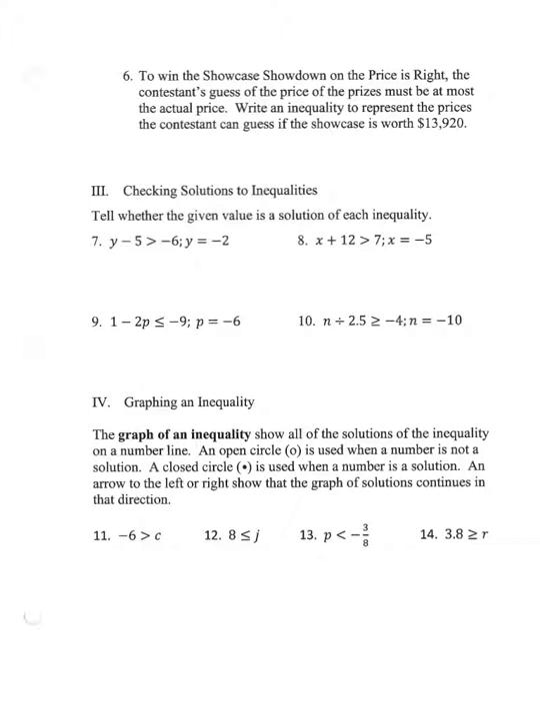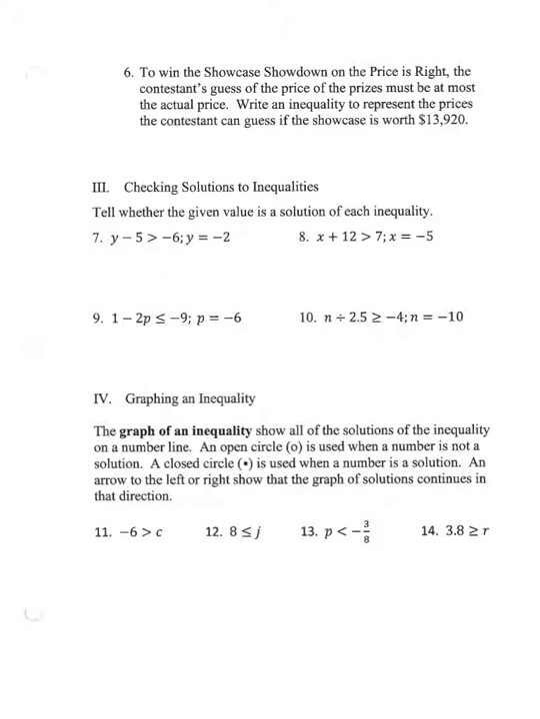To win a showcase showdown on The Price is Right, the contestants' guess of the price of the prizes must be at most the actual price. Write an inequality to represent the prices the contestant can guess if the showcase is worth $13,920. So their guesses, which we're going to represent with x, can only be at most 13,920. So it can be 13,920 and anything less than that. So it's the less than or equal to symbol.